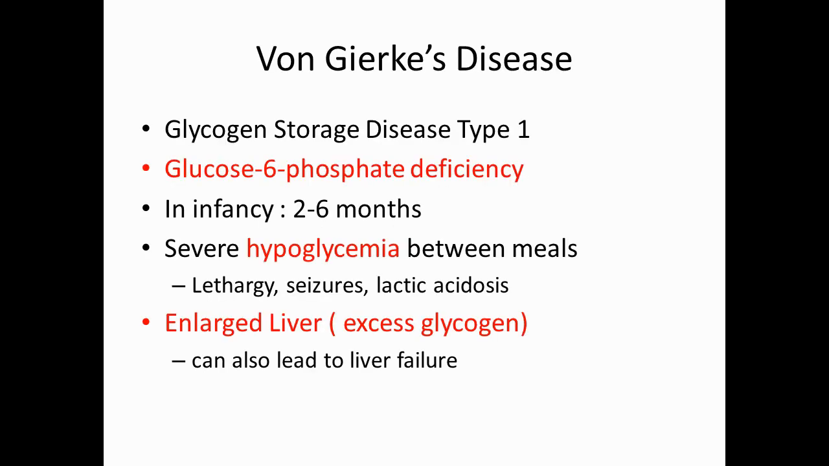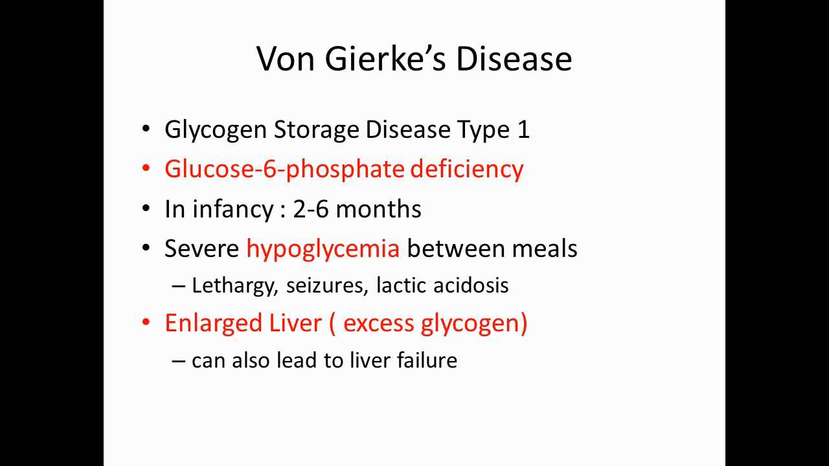The first disease that we are going to discuss is von Gierke's disease, which is also called glycogen storage disease type 1. In this disease, there will be deficiency of glucose 6-phosphatase. This disease occurs in infancy, in a child of 2 to 6 months. There will be severe hypoglycemia between meals, and there will be lethargy, seizures, and lactic acidosis too. There will be an enlarged liver because of the excess glycogen accumulation in the liver.